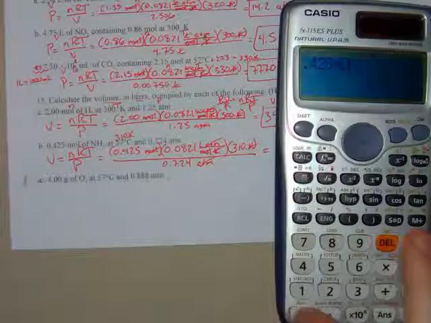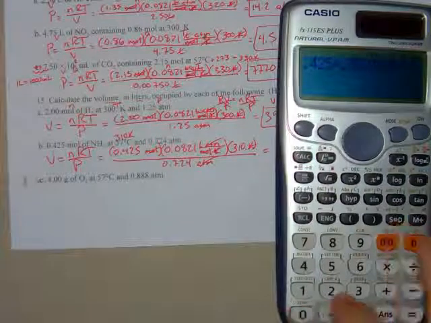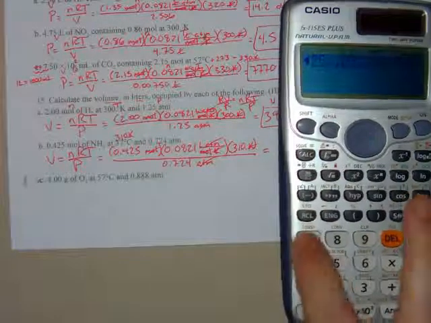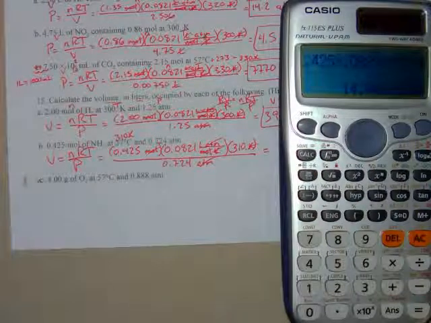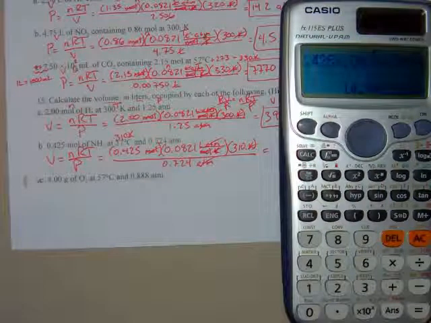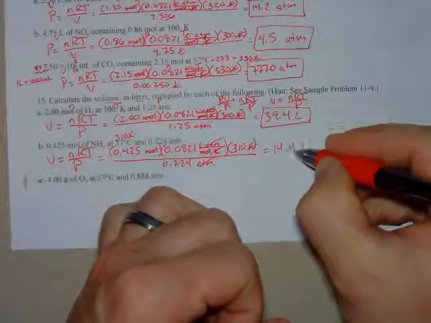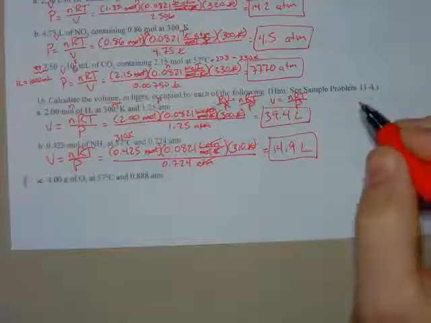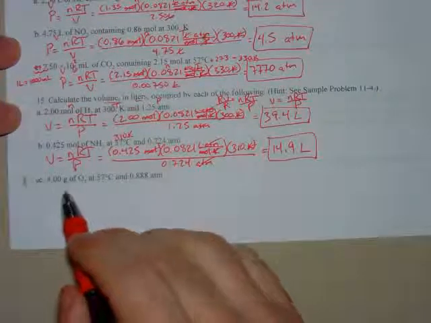0.425 multiplied by 0.0821 multiplied by 310, and then divided by 0.724. Again, going for 3 sig figs here. Looks like that's going to stay at 14.9. I'm going to drop that 4, for 14.9 liters. And number 4, a couple things.